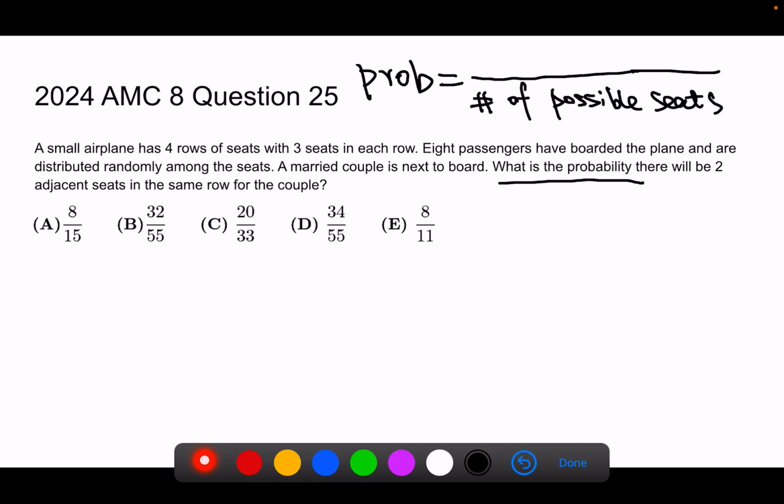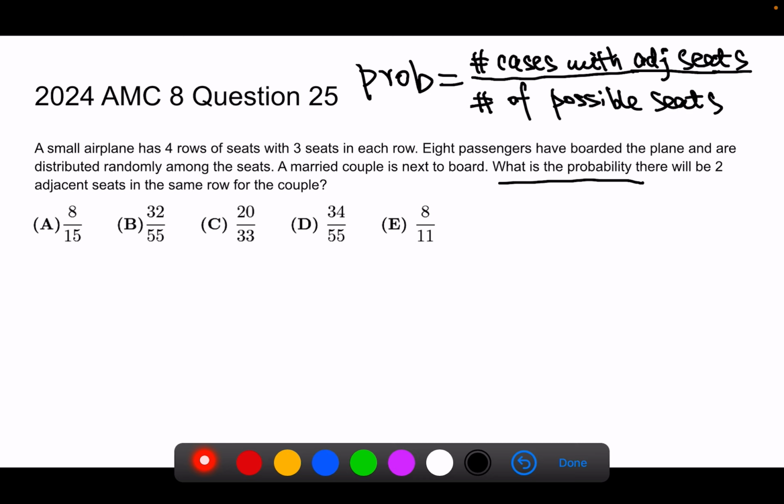That's your universe. Now, for some of the cases, there will be 2 adjacent seats in the same row. So it's going to be the number of cases with adjacent seats, ADJ seats. You can generalize it to probability equal to the number of cases that satisfy my requirement divided by all possible cases. So let's do this step by step.